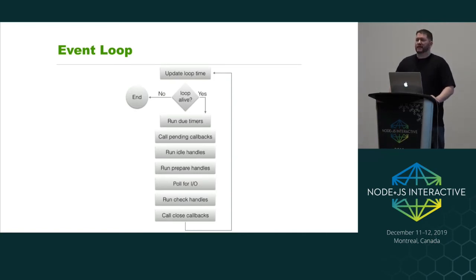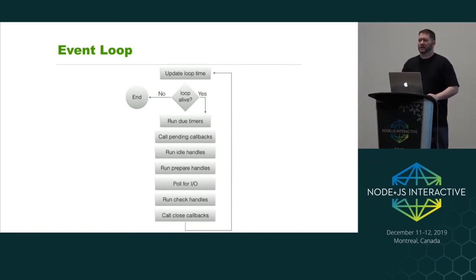So this picture is taken directly from the libuv documentation. It basically explains how the event loop works. Every tick through the event loop, we calculate the loop time, so we have some reference for what time it is. This is kind of an expensive operation, so we cache it at the beginning, and then we check: is the loop alive or not? By that I mean, are there active handles and requests that are outstanding? If there are none, then the event loop can exit, and in Node, that'll propagate to the process exiting. But if there is still work to be done, there's a number of steps that libuv goes through.